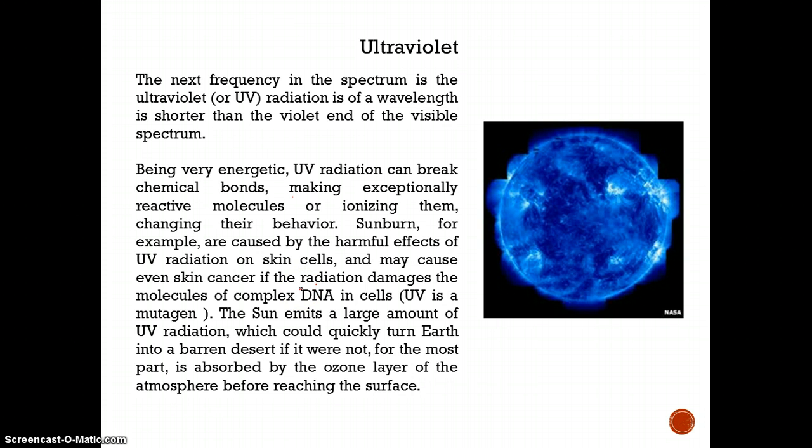The sun emits a large amount of UV radiation, which could quickly turn Earth into a barren desert if it were not absorbed. For the most part, it is absorbed by the ozone layer of the atmosphere before reaching the surface.